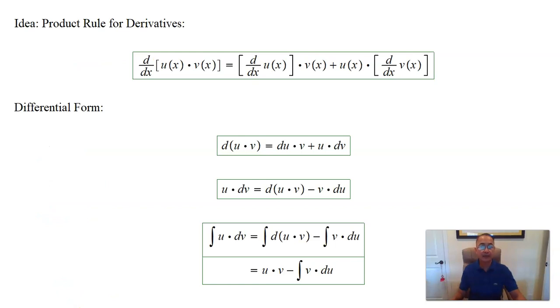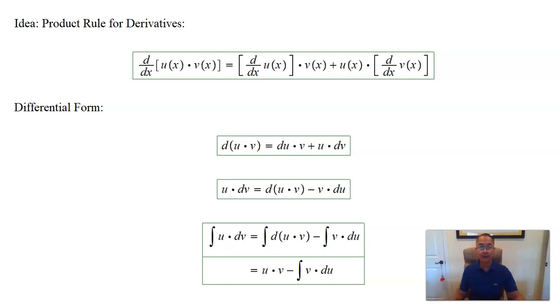Let's start with the product rule for derivatives. We know that the derivative of a product u of x times v of x is the derivative of u of x multiplied by v of x added to u of x times the derivative of v of x. Everyone learned the product rule in basic calculus. Let's convert it to a differential form. We are going to suppress the x variables. u and v, we will implicitly state that they are functions of x.